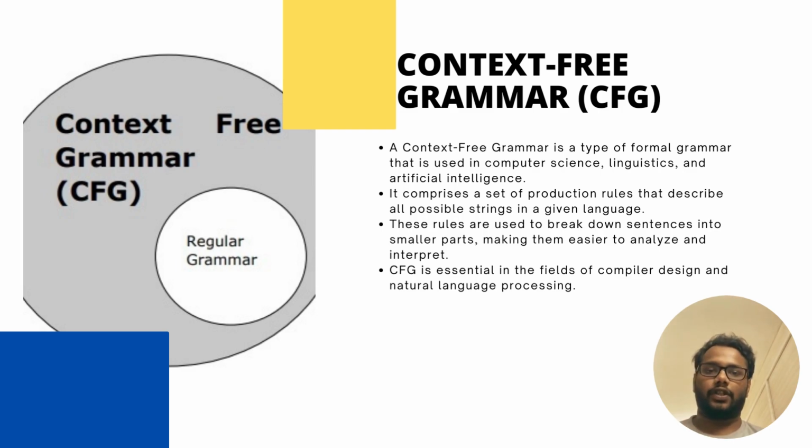For the introduction, to set the stage for our discussion, let's start by defining a couple of key terms. Context-free grammar is a type of formal grammar used in computer science and artificial intelligence. Basically, it comprises a set of production rules that describe all possible strings in a given language. These rules make it easier to break down and analyze sentences.